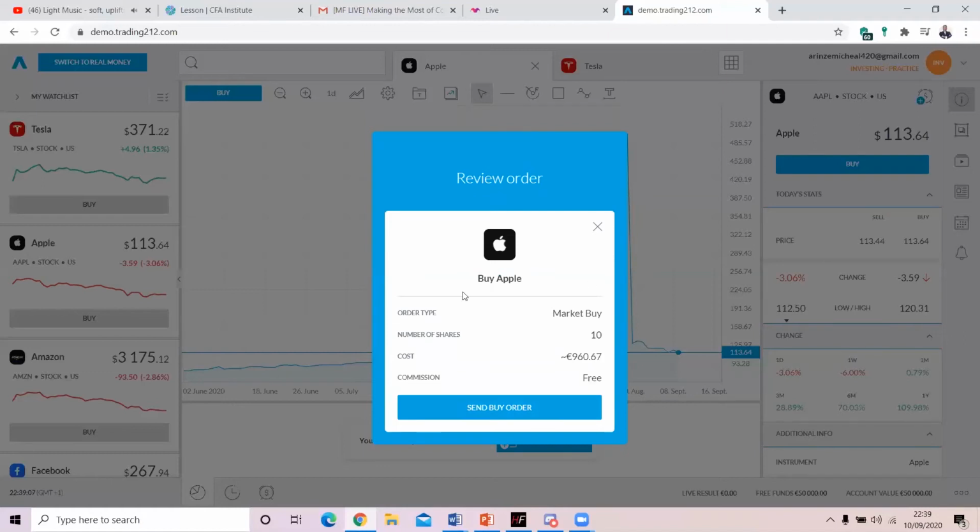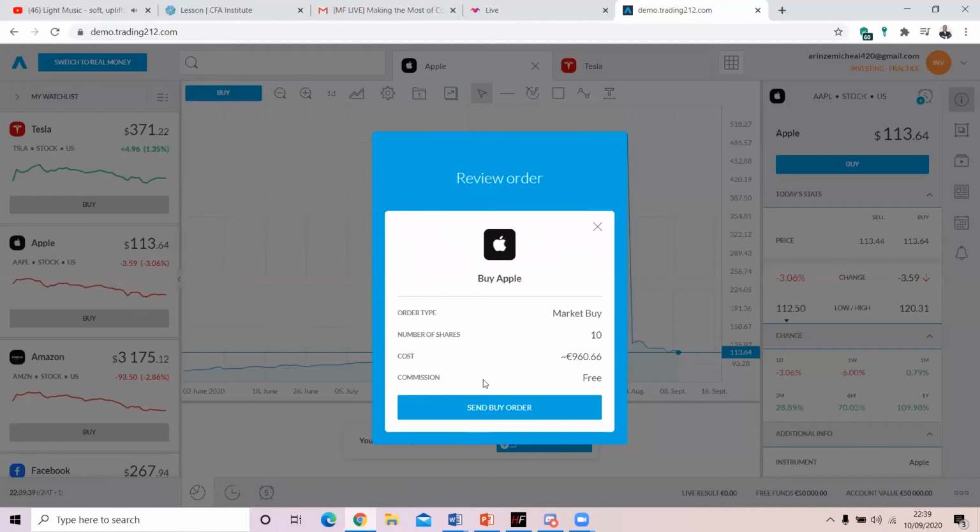So what next? You click on review order. When you click on review order, you see what you're buying. You are buying Apple shares, the order type is market buy. There are different types of market order; I'm going to come to that later on. Then the number of shares you want to buy, then the cost, 960.67 euros. The commission is free.